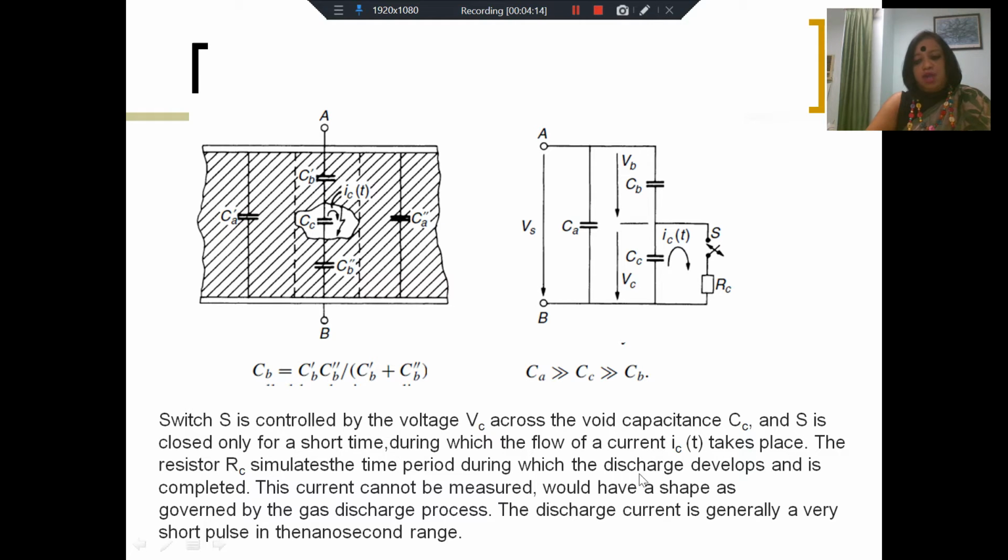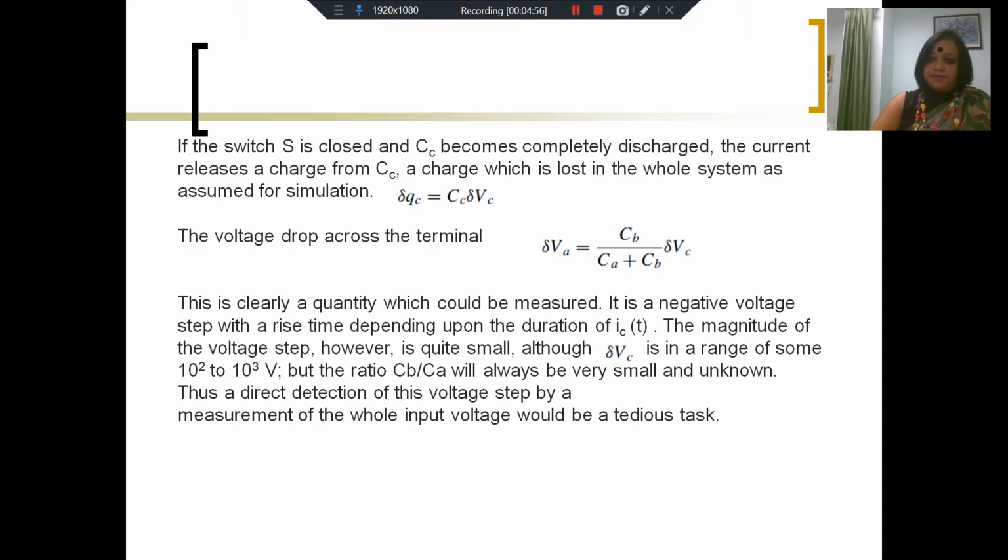This discharge current would generally be a very short pulse in the nanosecond region. So what happens is that at the breakdown voltage, a current Ic, of nanosecond duration and very small amplitude, flows through the Cc void, discharges the Cc void, and is limited by Rc. Its shape is also fashioned by Cc and Rc. However, we have no means of measuring this current, and therefore we would have to figure out some other way of estimating or detecting this current pulse through measurement at points to which we do have access. So how do we do that?